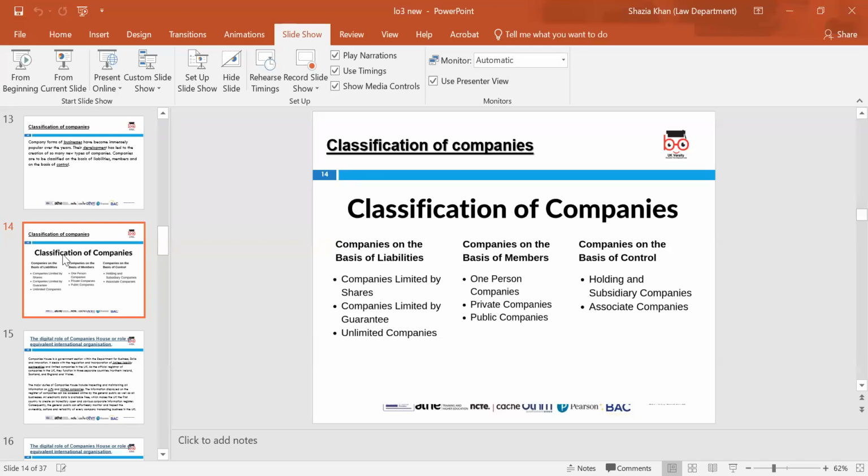Companies on the basis of liabilities: companies limited by shares, companies limited by guarantee, and unlimited companies. Companies on the basis of members: one-person companies, private companies, and public companies. Companies on the basis of control: holding and subsidiary companies and associate companies.